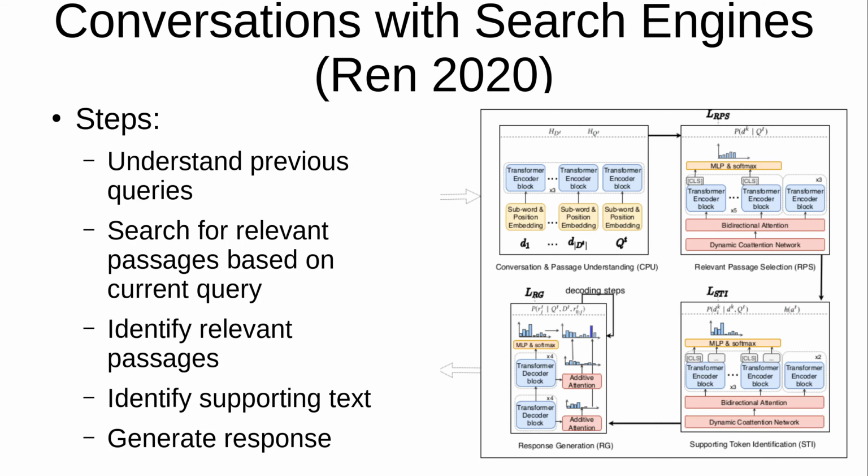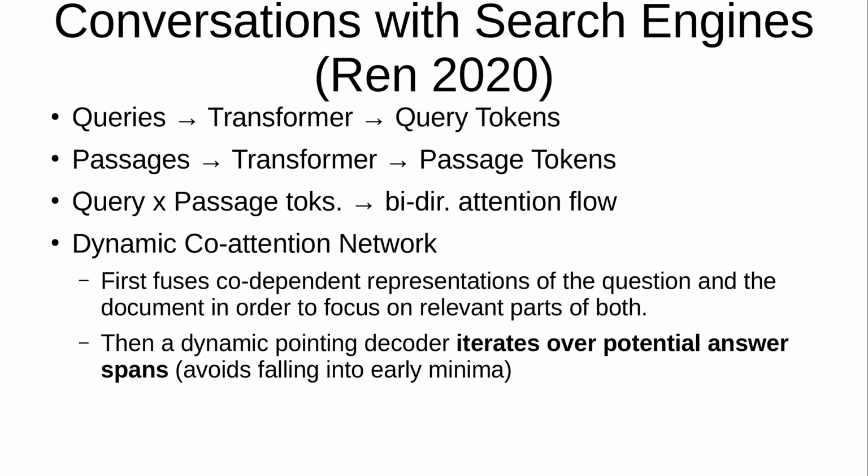Okay, so conversation with search engines and how they actually use what I mentioned. They have these steps they need to go through. They need to understand the previous and current query, and search for relevant messages based on the current query in the light of the previous one. They need to identify relevant passages from those retrieved from the search engine. In those passages, they need to identify supporting text. And from that supporting text, they need to generate a response in a conversational manner.